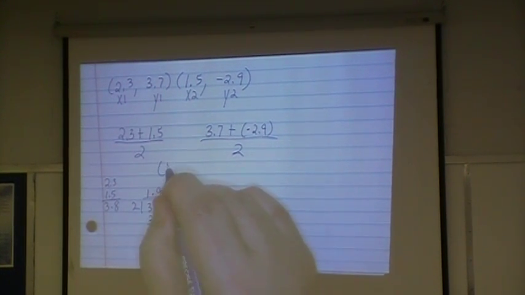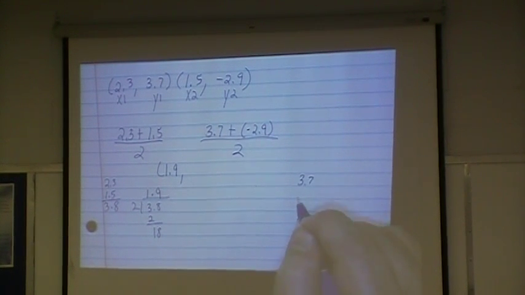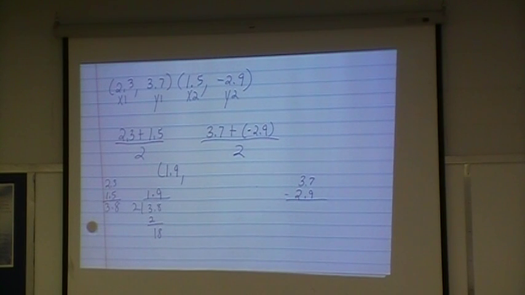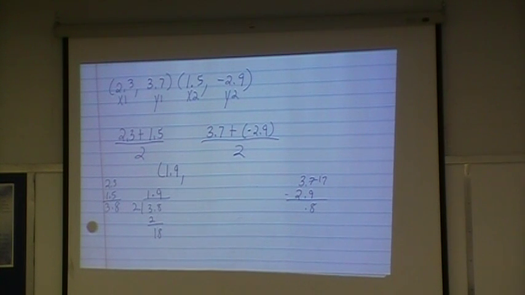So this x, 1.9. Then 3.7 minus 2.9 is 0.8. What's half of 0.8?